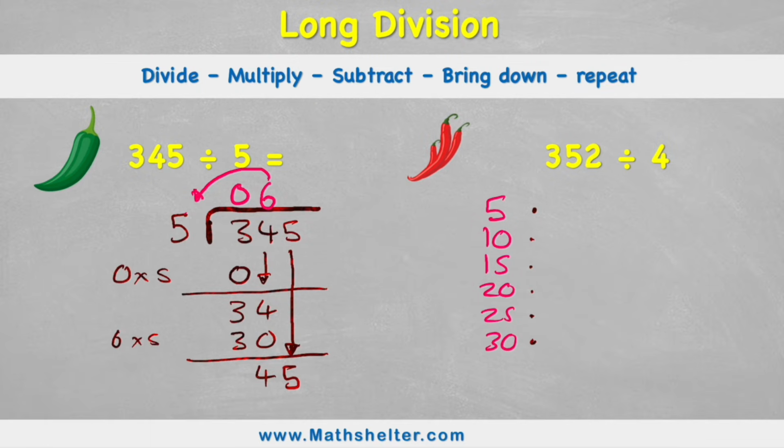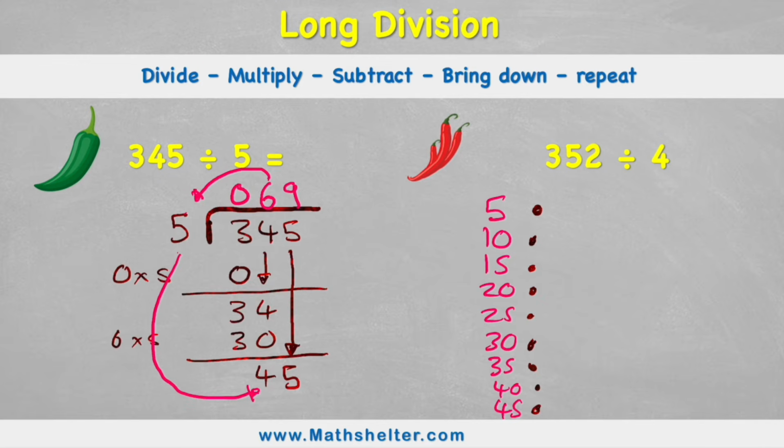So my next question is, how many 5s are there in 45? Well, I can just carry on this multiplication here. I've got 35, 40, 45. So this time I have 1, 2, 3, 4, 5, 6, 7, 8, 9. So I can put 9 as my answer.